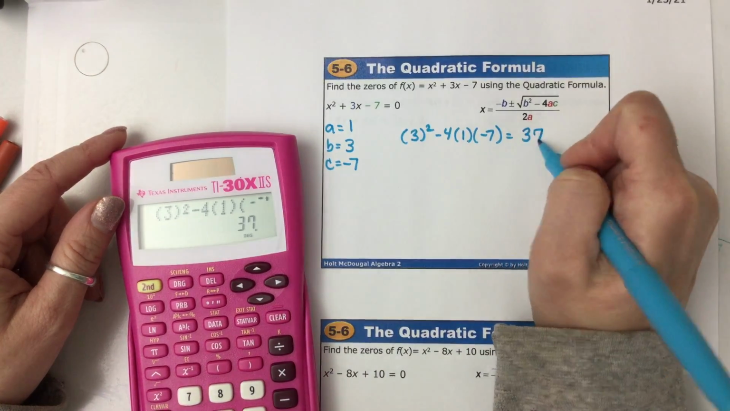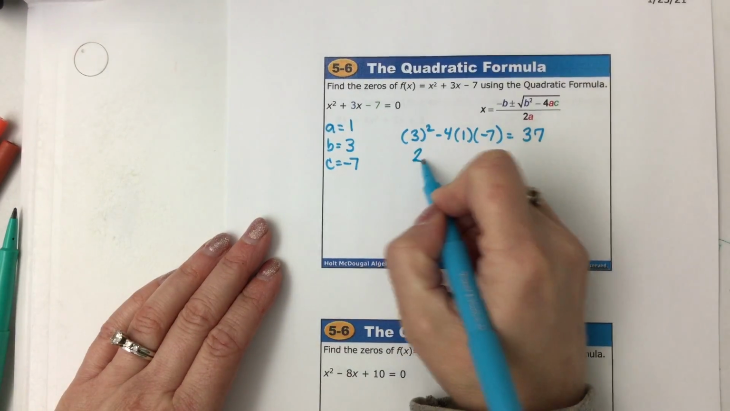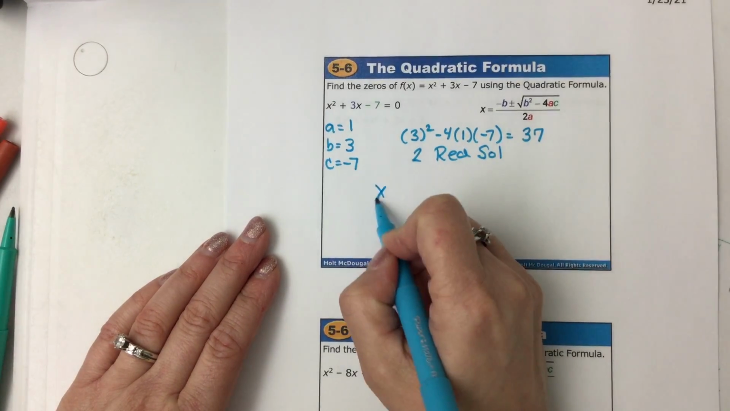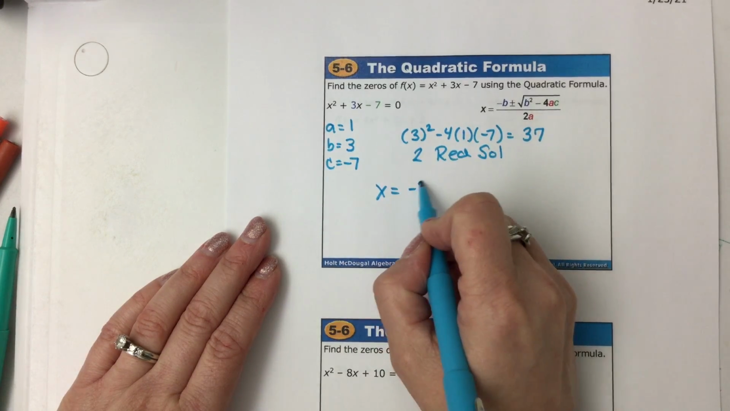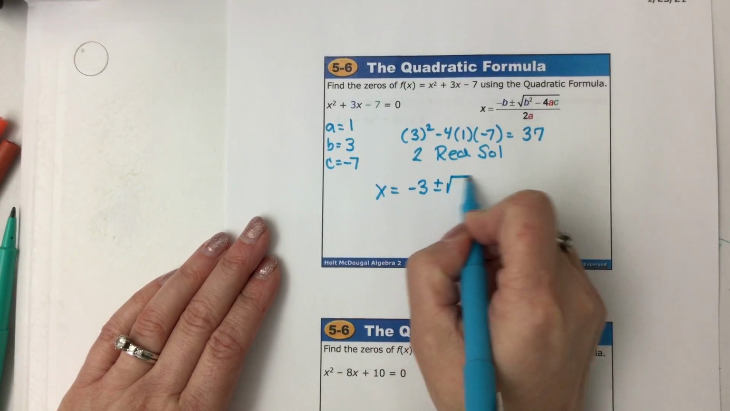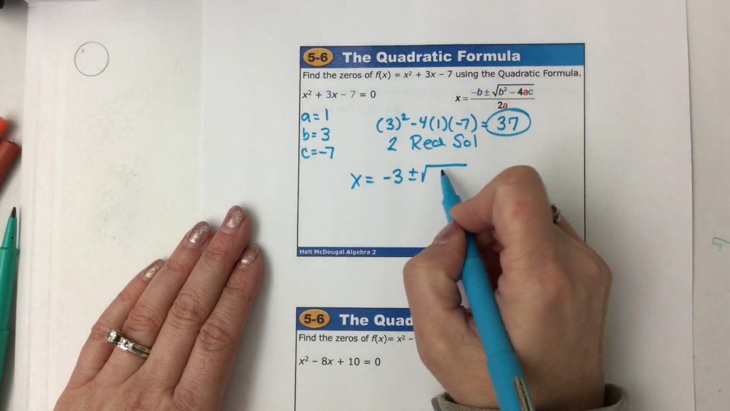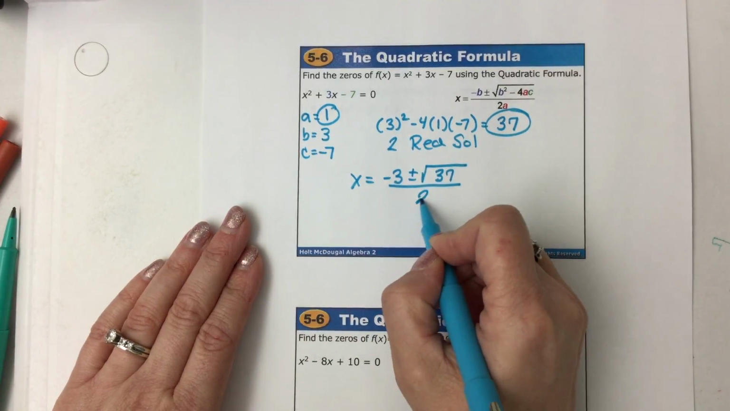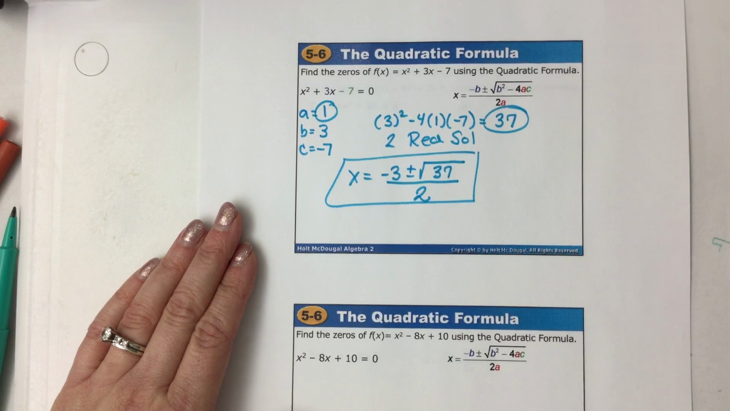I got a 37 this time. 37 is a positive number, so I will be finding 2 real solutions. X equals negative B. B is a positive 3, so I use a negative 3. Plus or minus the square root. I already calculated B squared minus 4AC. That's 37. All over 2 times A. A is a 1. This is your final answer because I cannot break down a 37.